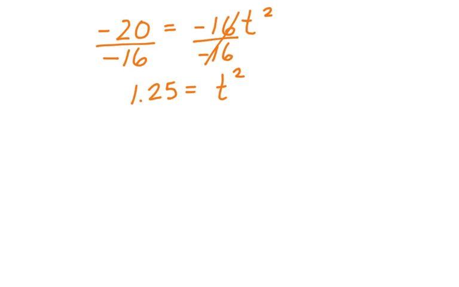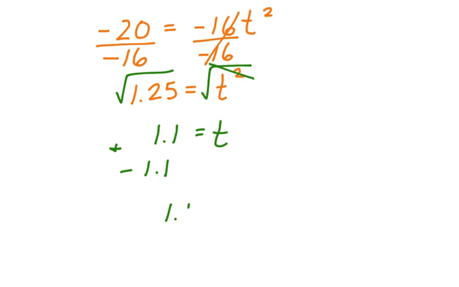I use the opposite of squaring, which is to take the square root here, take the square root here. These cancel, and that leaves t alone. The square root of 1.25 is 1.1. Now, I can have a negative 1.1 as a solution and a positive 1.1. But having negative seconds doesn't make much sense. So I can say that 1.1 seconds is going to equal the time it takes if I drop that rock from the top of the 20-foot ladder.